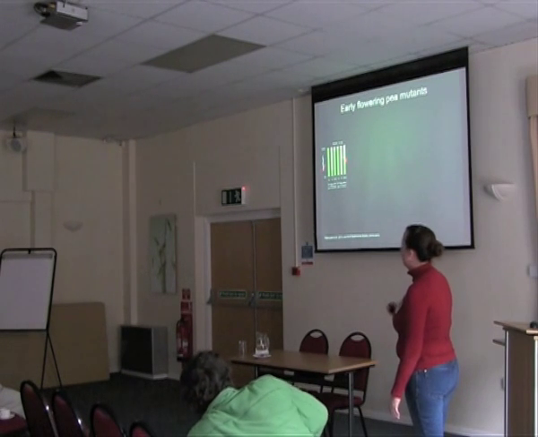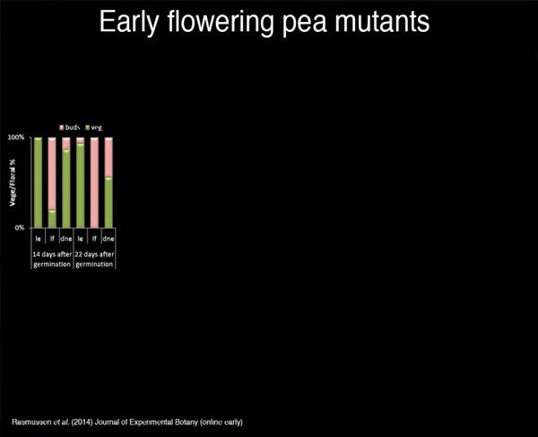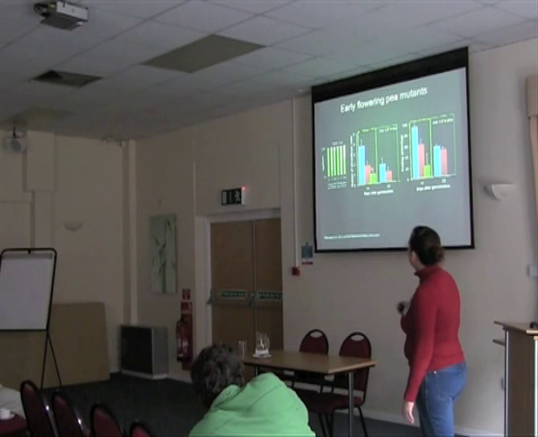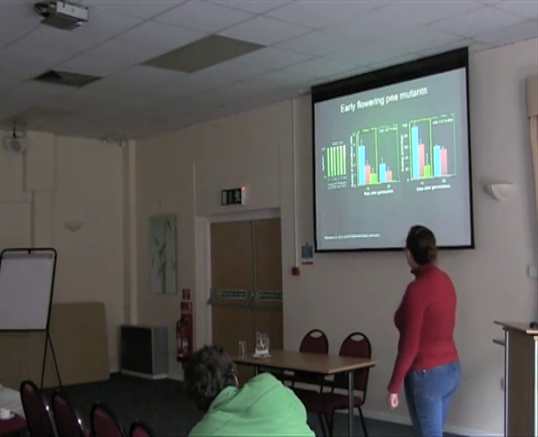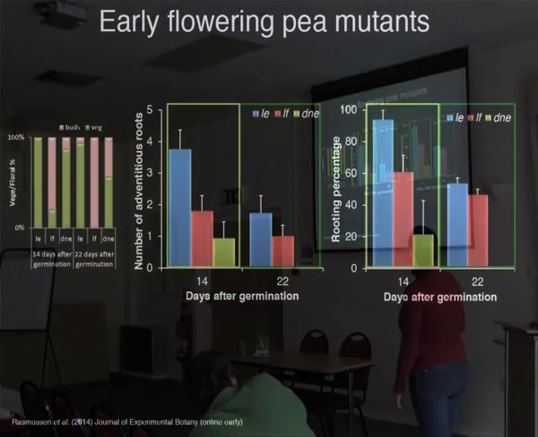So I'm just putting that here. That's exactly the same thing that's over here, so you can see the flowering phenotype. And now what we've got here is the number of adventitious roots on the base of these cuttings. So LE is the blue one, LF, the middle one, and DNE is the other one. So you can see here the early flowering mutants produce fewer adventitious roots. And similarly, the percentage of cuttings that will form roots is also decreased.